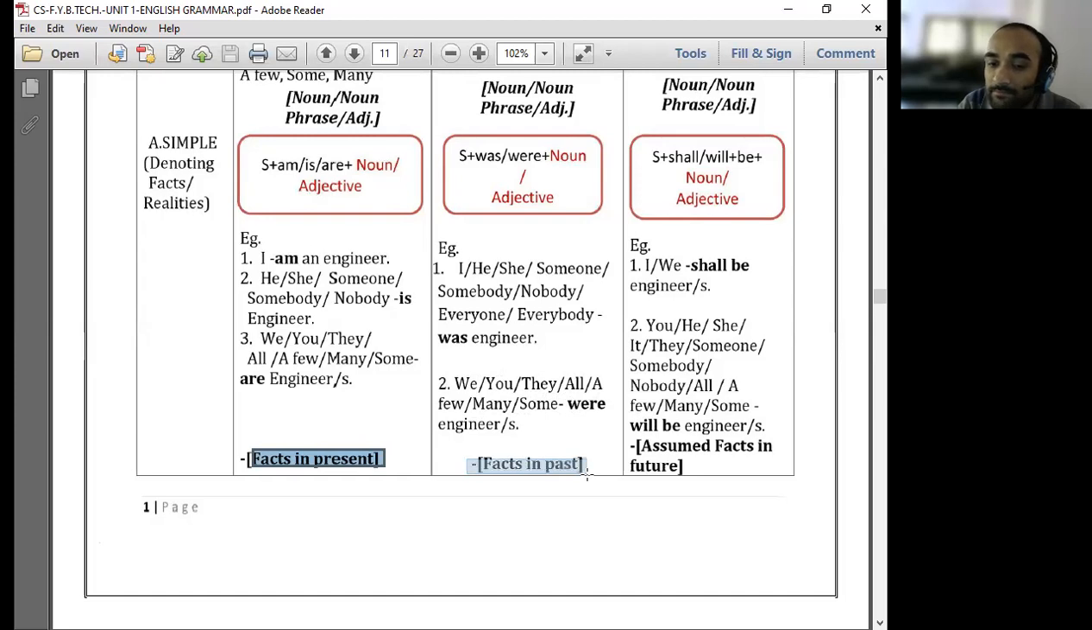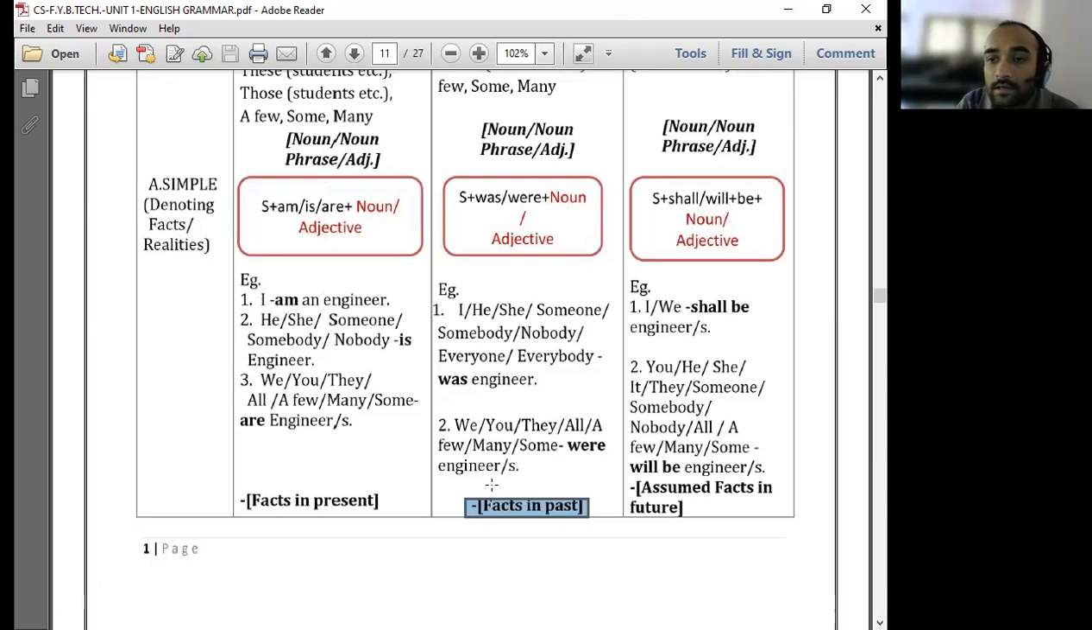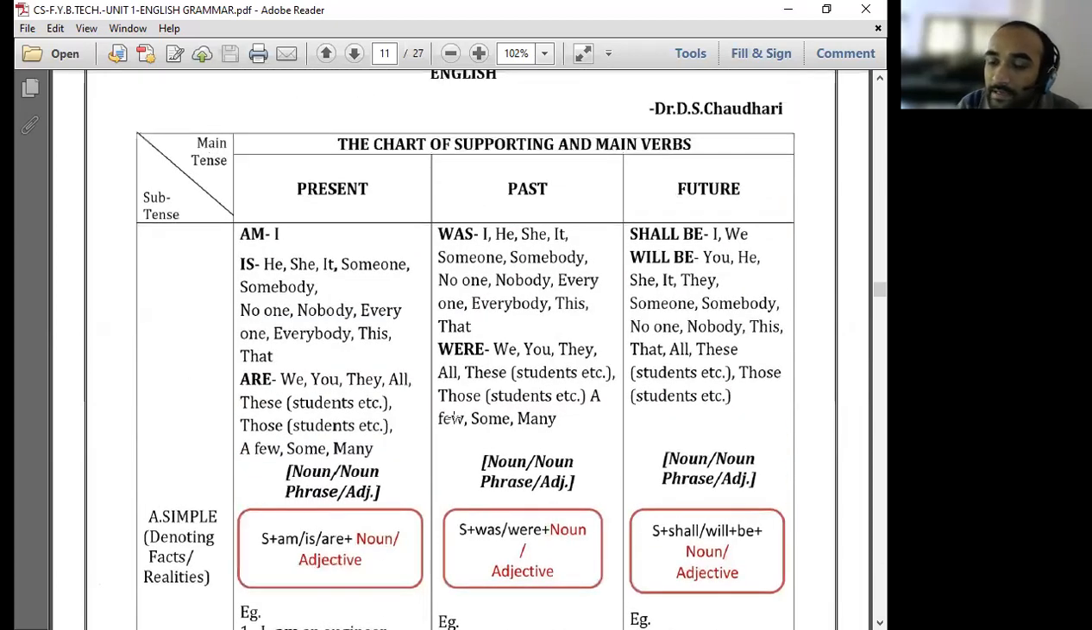So for showing the fact in the past, this simple past tense is used. For facts or realities in the present, we use simple present tense. For facts or realities in the past, we use simple past tense. This is the hint by which we can identify any type of tense.